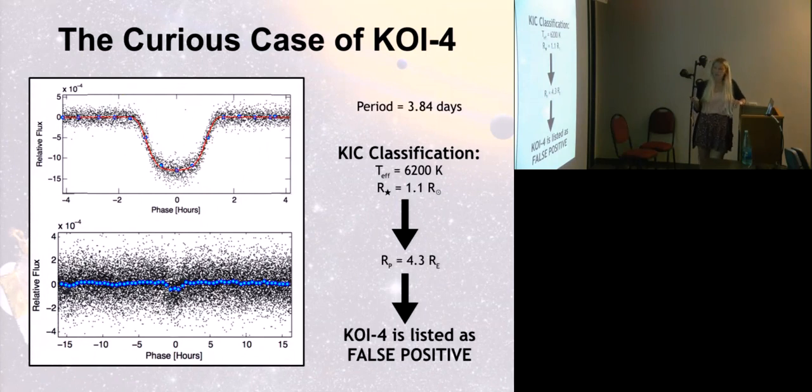So the initial Kepler Input Catalog, or KIC, was classified using broadband photometry. While it was very useful, sometimes it could be significantly inaccurate. So this star was initially listed as a solar-like star, and this primary transit depth would have given us roughly a Neptune-sized planet. However, when we observed a secondary eclipse, it didn't make sense. So they listed KOI-4 as a false positive.